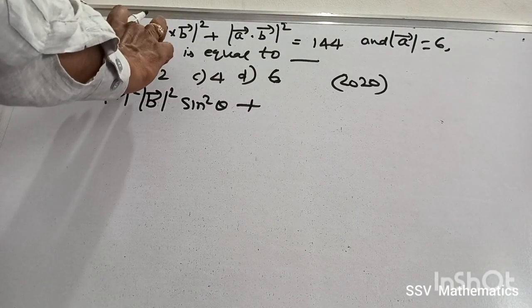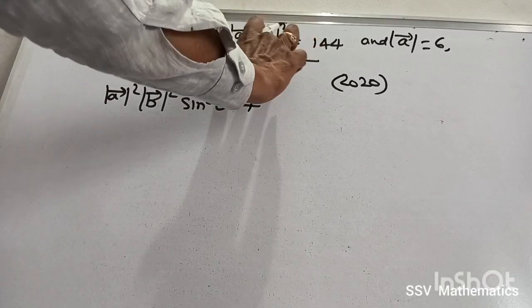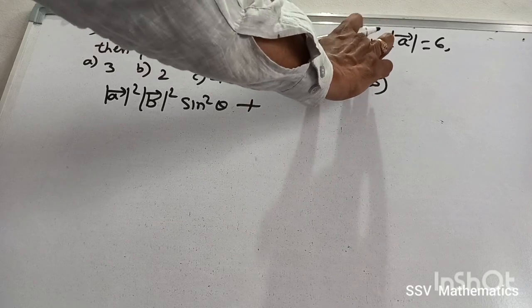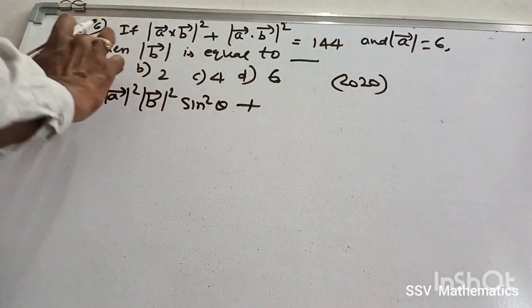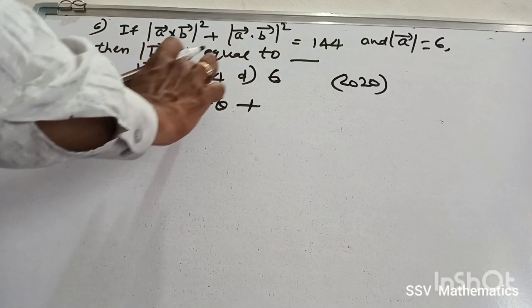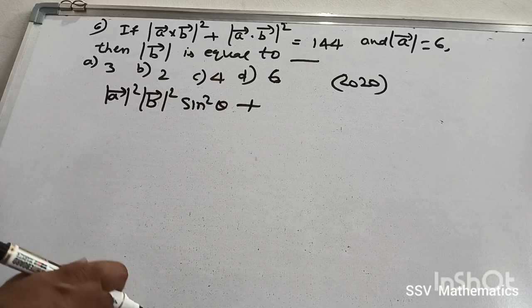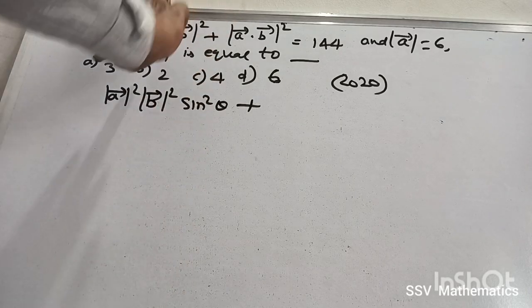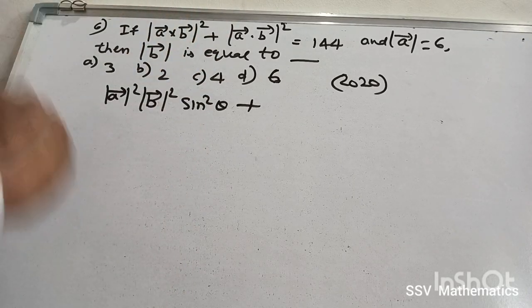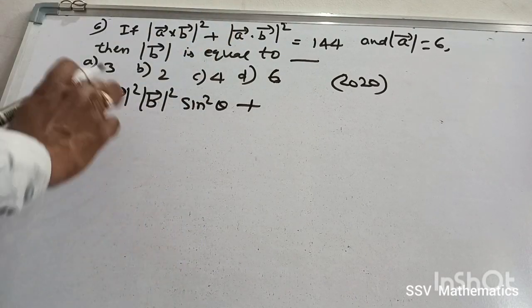If magnitude of A cross B whole square plus magnitude of A dot B whole square is equal to 144 and magnitude of A is equal to 6, then magnitude of B is equal to, options are 3, 2, 4, 6. Asked in KCET 2020.